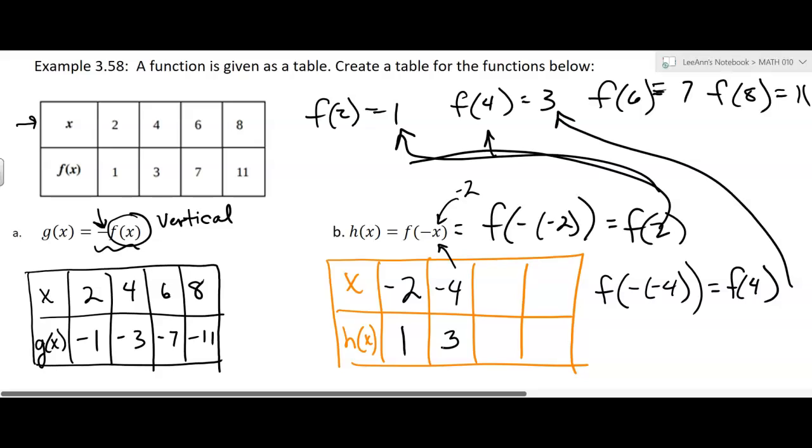So you can see what's happening. I'm having to put in the opposite of my x values, but the outputs are staying the same. Okay? All right. So that's from a table.